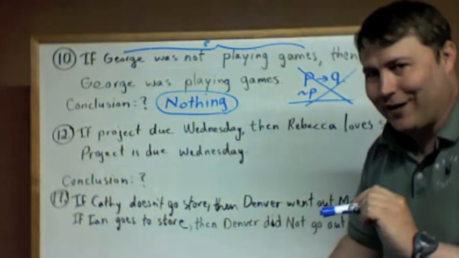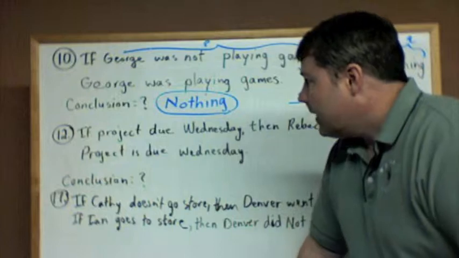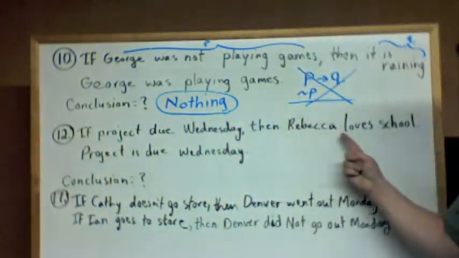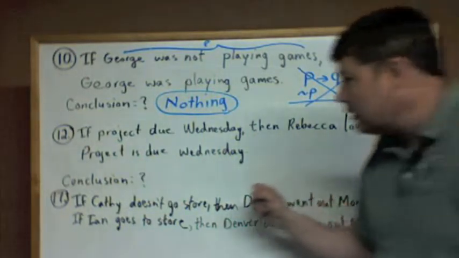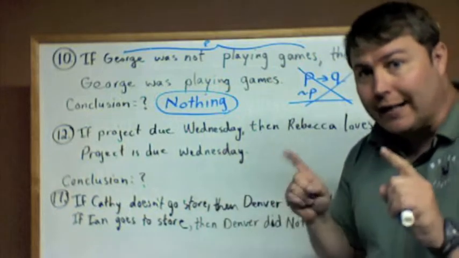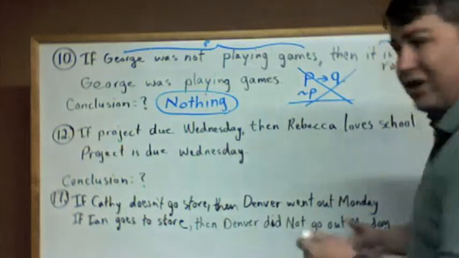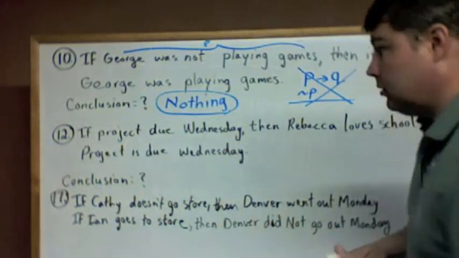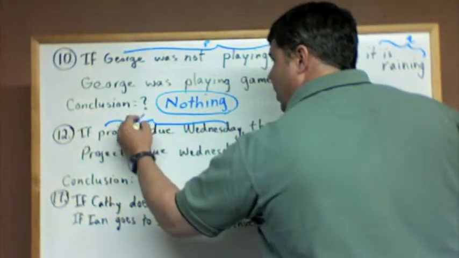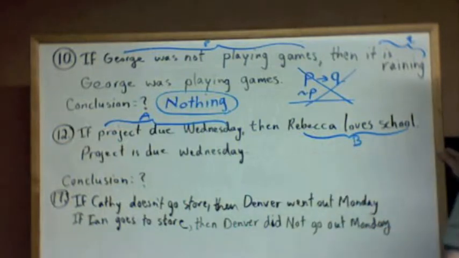All right, that's probably tricky. Let's do another one. Let's look at number 12. If a project is due Wednesday, then Rebecca loves school. The project is due Wednesday. What can we conclude? Again, let's change it into symbolic notation. I'll use A and B this time. I could use X and Y or any letters I want. Let me use A and B. Project is due Wednesday. Let's call that A. Then Rebecca loves school. Call that B.